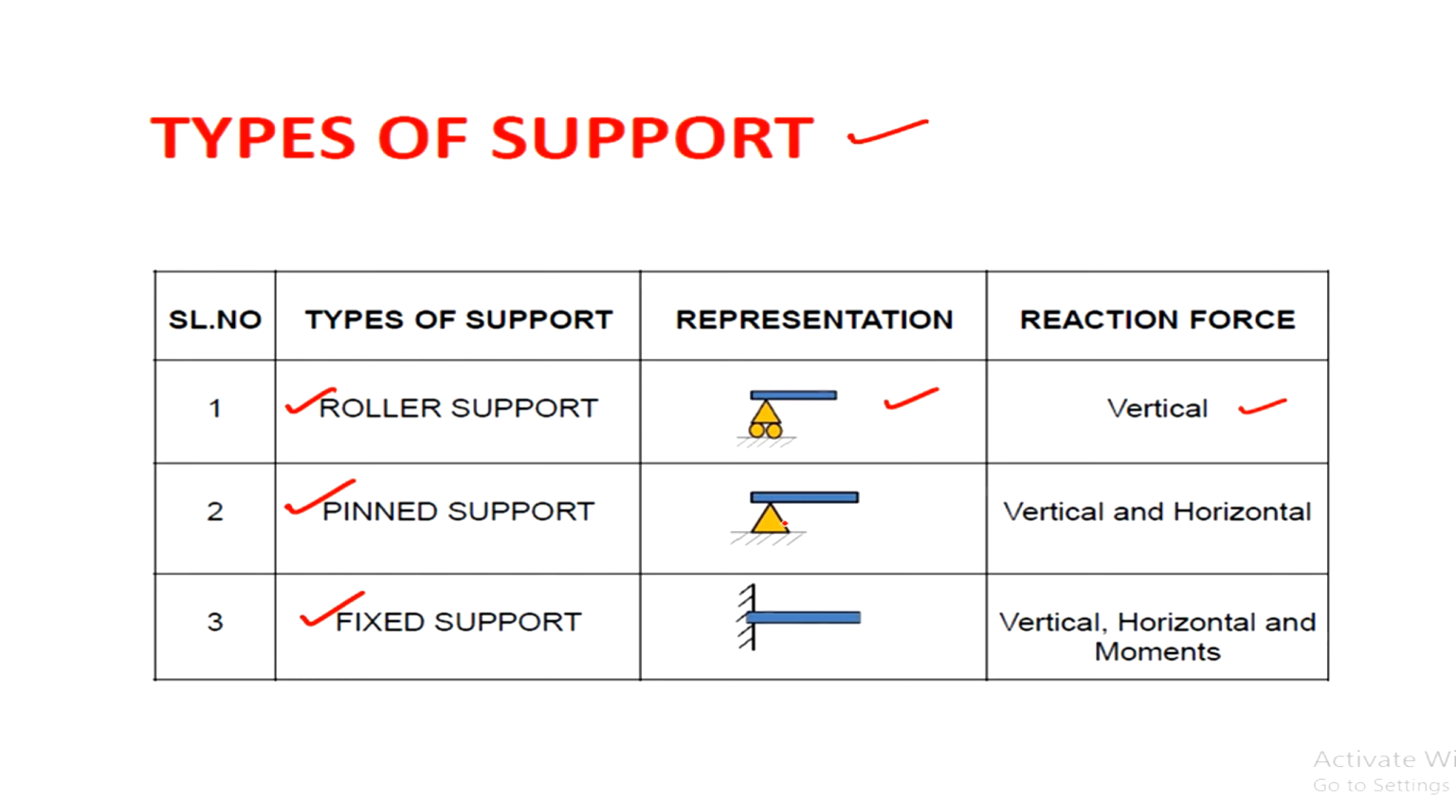In this pin support, there are no rollers. That means vertical movement and horizontal movement both are arrested. So we have the vertical reaction force and horizontal reaction force. The third one is the fixed support. In that, the vertical and horizontal movements and also the moment are arrested. That means the rotation is also arrested over here. So we have three reactions in fixed support.